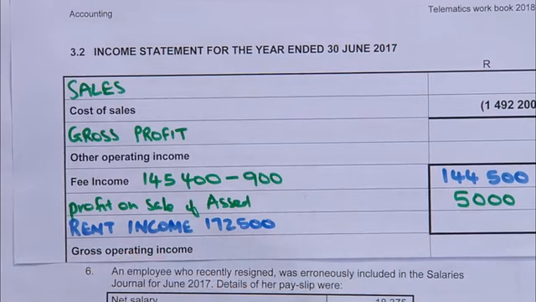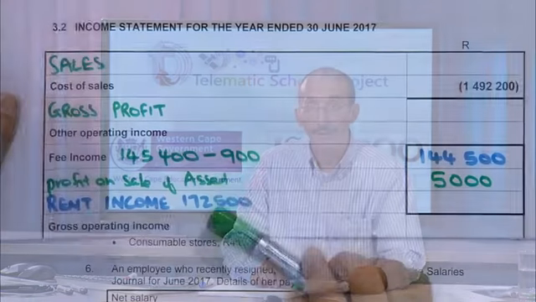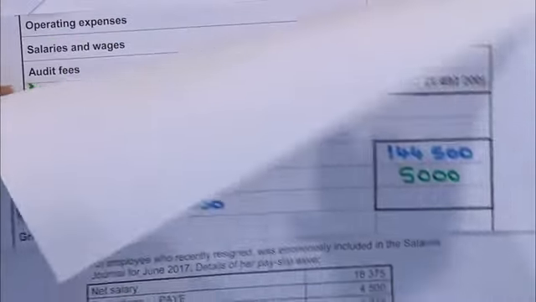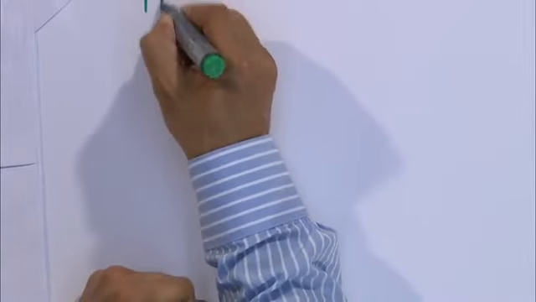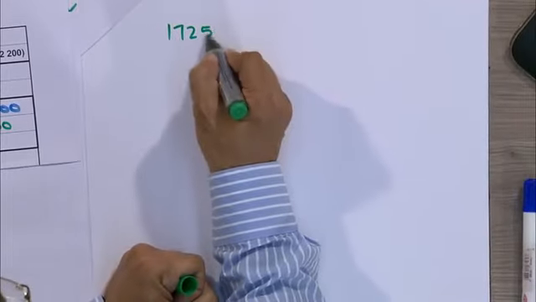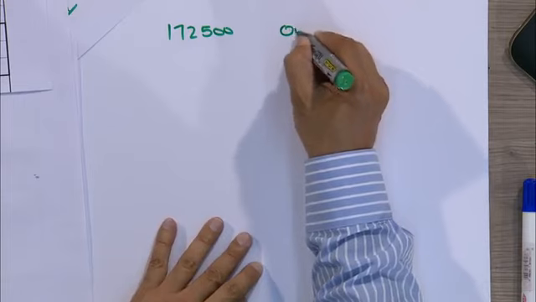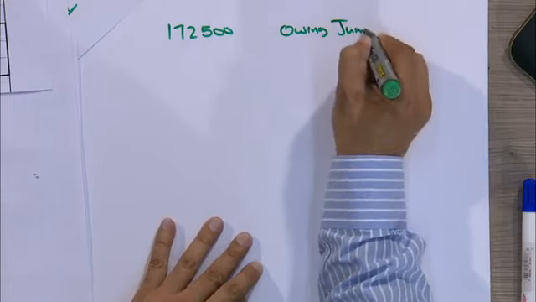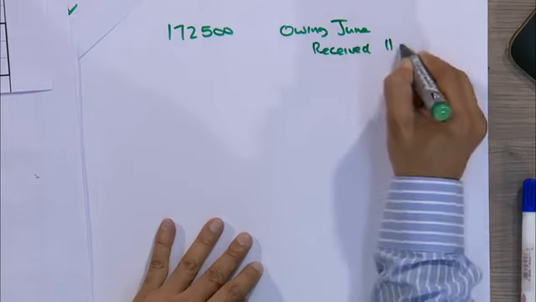Okay. Now learners, this calculation can sometimes become a bit difficult, so you need to pay special attention to this one quickly. Okay. So let's just see, it says 172,500, that is the amount that the trial balance is giving us. Okay, so let's just show this calculation quickly. The 172,500 says the tenant owes you the amount for June, so they're owing June. Which means you only received 11 months.